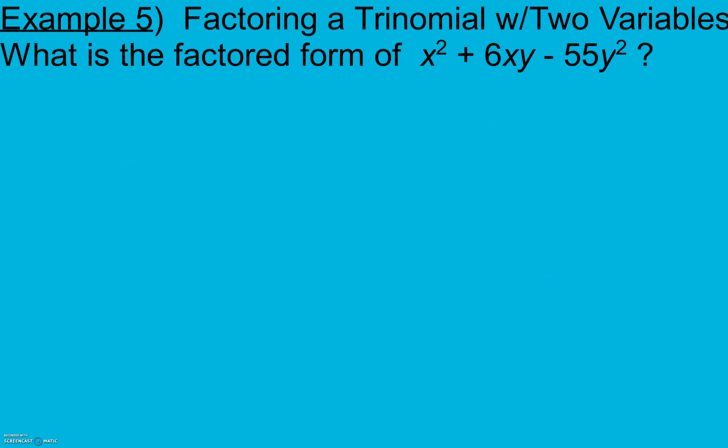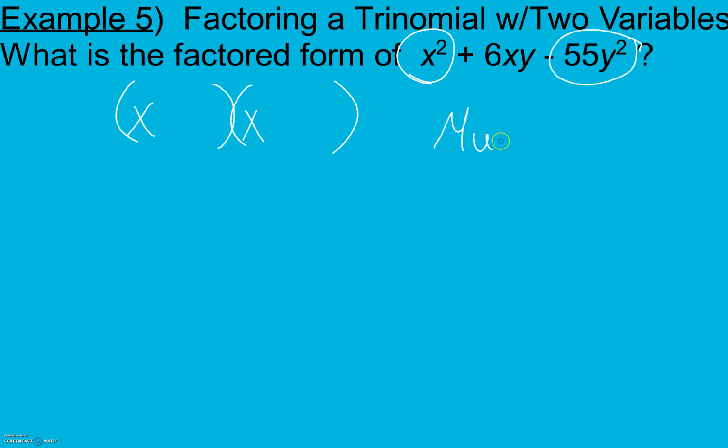In example 5 here, we're going to factor a trinomial. Same idea here, but the difference is that we have two variables. So when I set up my framework here, we're still going to set up our variables first. To multiply to x squared, I can take x times x. Now here we need to multiply to the entire 55y squared. So I'm going to multiply to 55. And y squared I get by taking y times y. So I can put those in my framework right away. The same way that I can with my x's, I can do that with my y's.